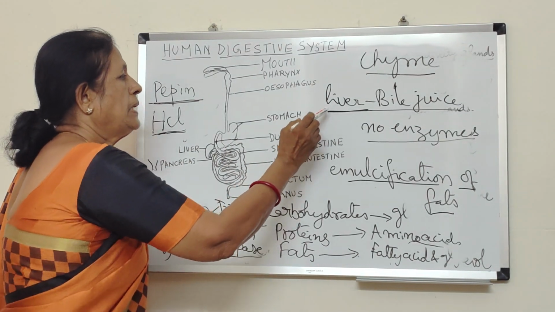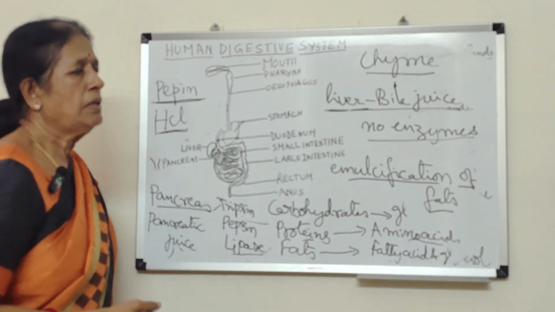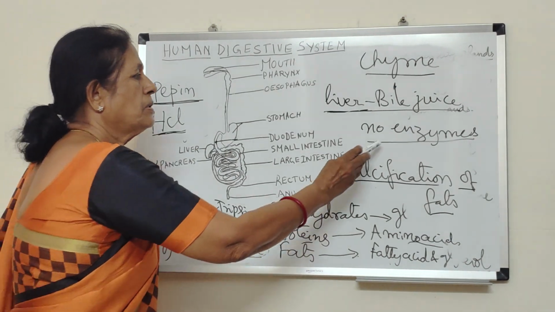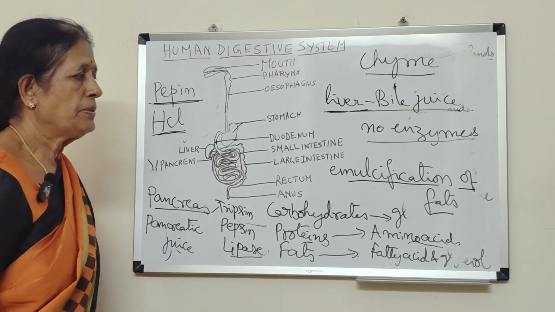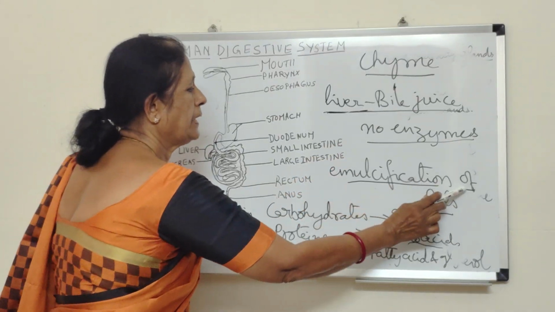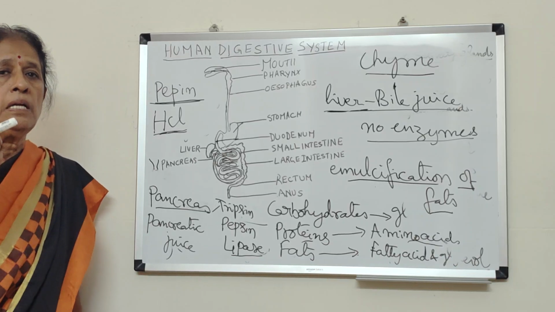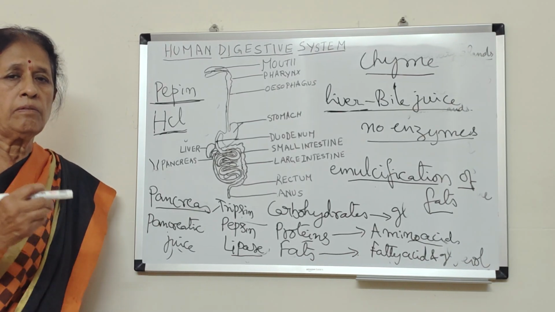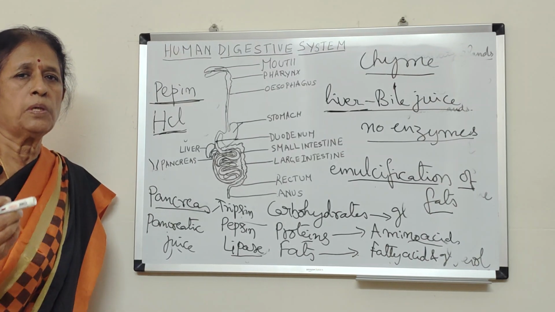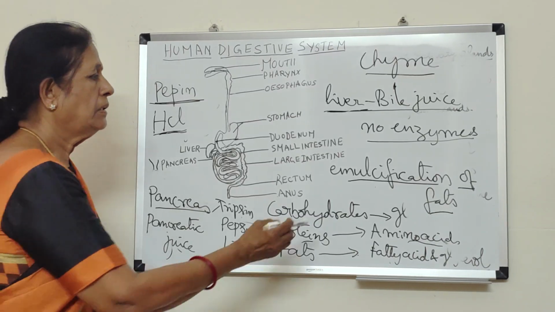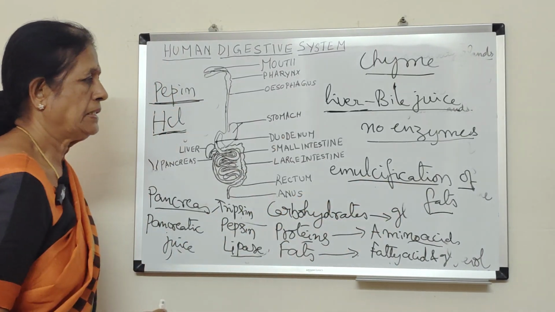In the duodenum, there is the largest gland, the liver. The liver produces bile juice. Bile juice does not contain any enzymes, but it helps in the emulsification of fats. What is emulsification of fats? Large fats get converted into small globules, small droplets. That is called emulsification of fats.